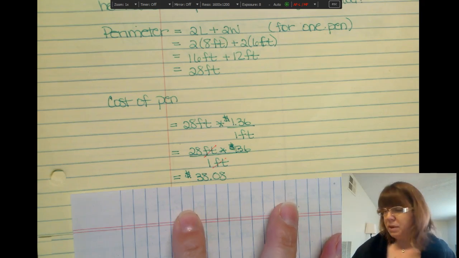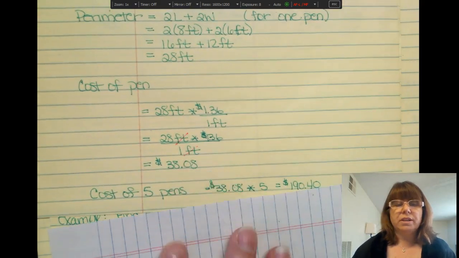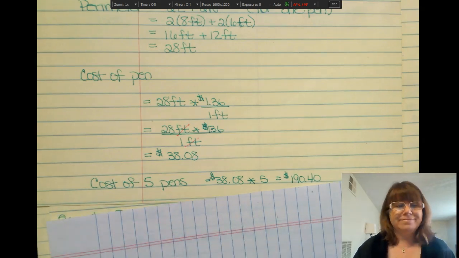But we want 5 pens. So the total cost will be $38.08 times 5, for a total of $190.40. That's not bad for 5 pens for a business.